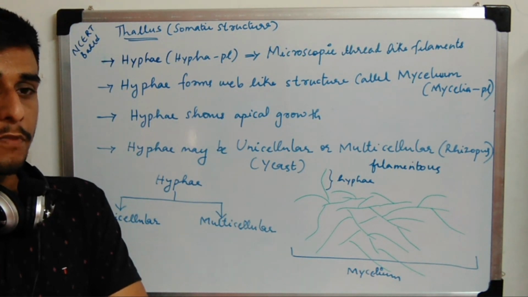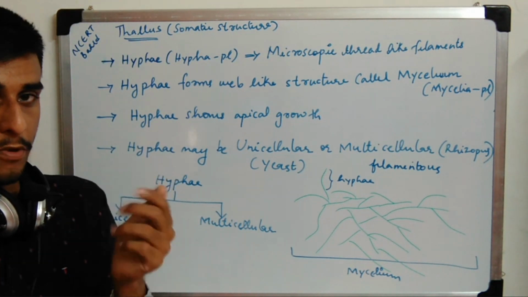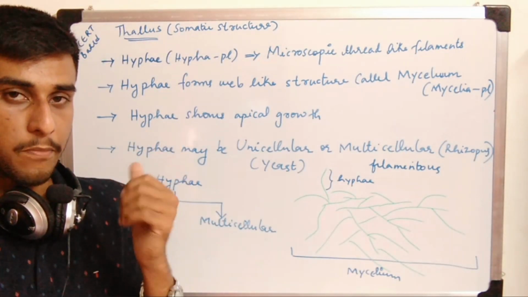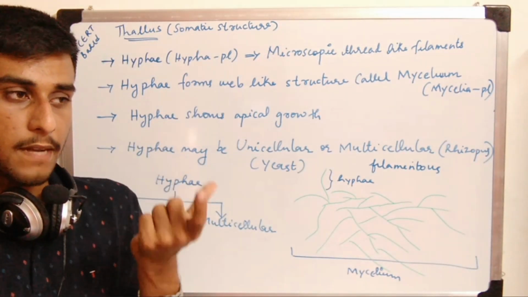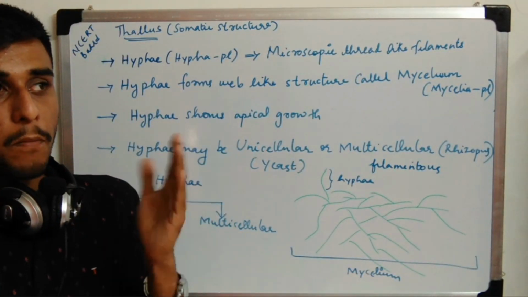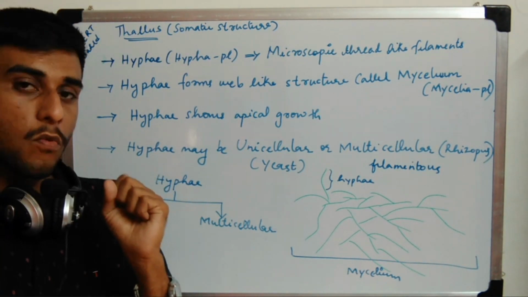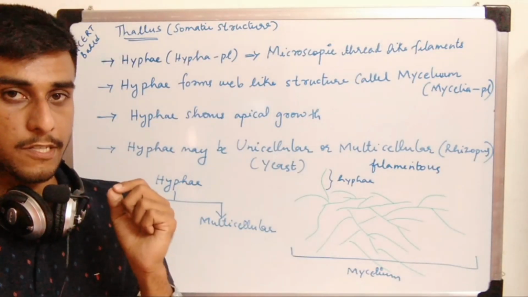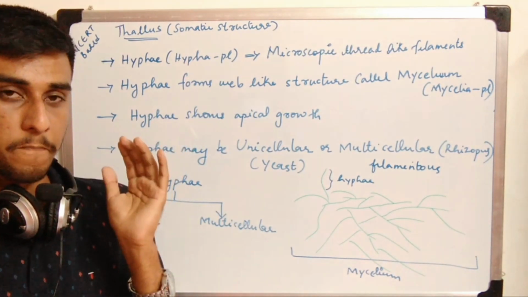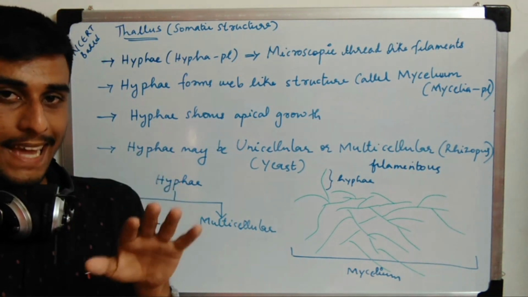What do you mean by vegetative purpose? There are two types of parts in an organism: a vegetative part and a reproductive part. The reproductive part is only meant for reproducing, for producing spores or gametes for the next generation. But vegetative parts are used for vegetation. What do you mean by vegetation? To acquire nourishment and to distribute the acquired food to all parts of the body. So in case of fungi, their body is known as thallus, or thalli in plural.